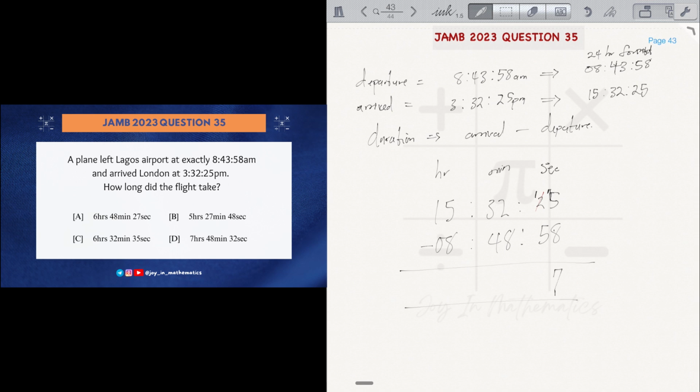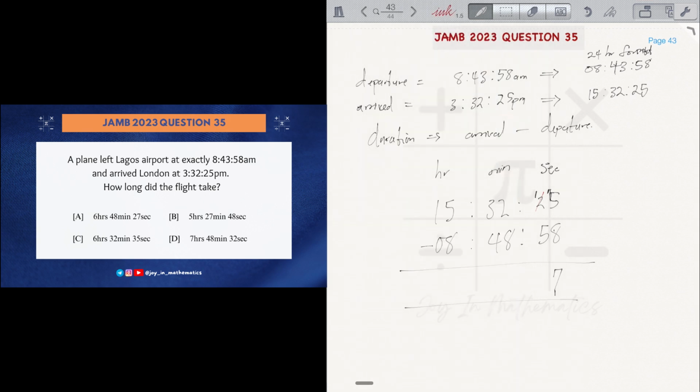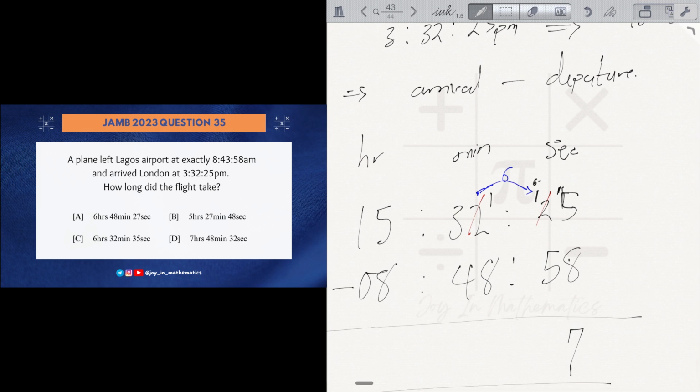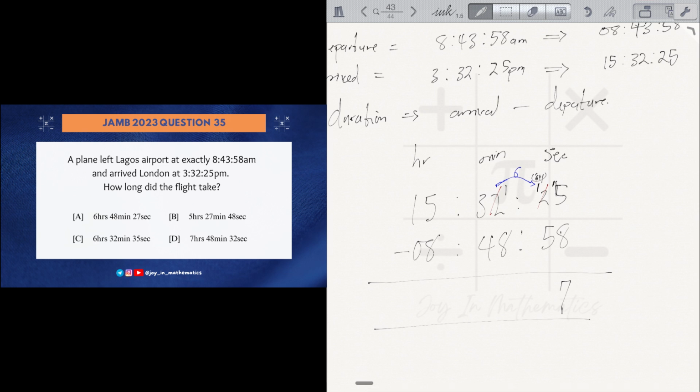Now moving on, 1 minus 5, it's impossible, so we have to borrow from the minute section. Borrowing from the minute section, we'll be left with 1, and the 1 we borrowed will translate into 6, because that's the principle. When we borrow from another section, it is translated into 6. So the 1 here becomes 6 plus 1, that is 7. So 7 minus 5 will give us 2.